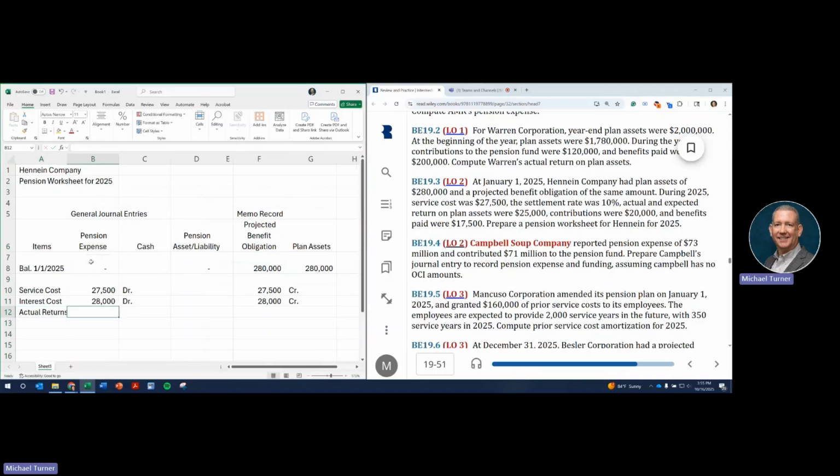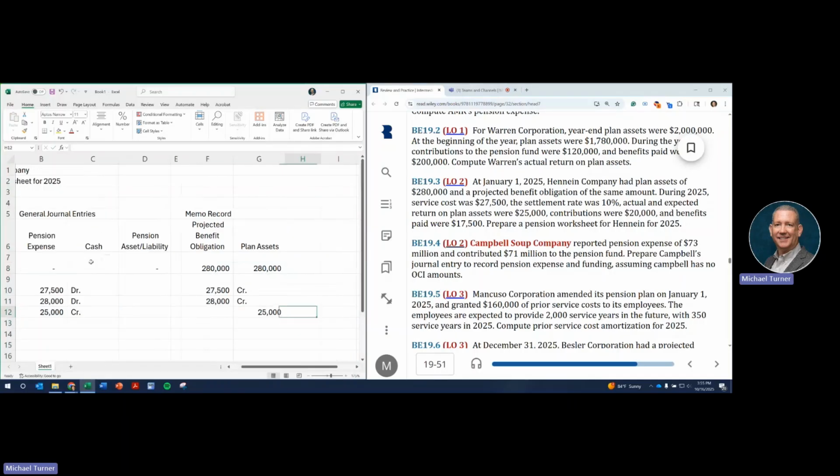All right, so if we look back at our problem, we see that actual and expected return on plan assets were $25,000. And that's going to reduce the amount of total pension expense. The offset of that is over here to the plan assets. We know that a return on plan assets is going to cause them to increase. So that would be a debit over here.